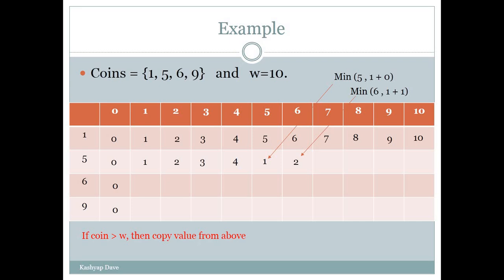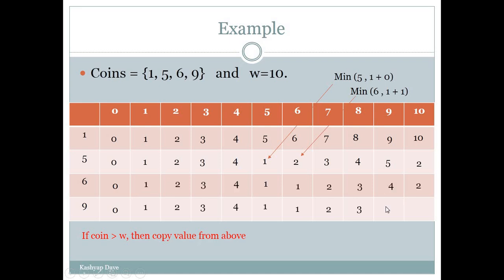In the same way we can calculate for 7, 8, 9, and for 10 we have 10 minimum coins if we do not use this 5 rupee coin. But if we use this 5 rupee coin, then 10 minus 5 is 5, so 1 plus the value in this row at 5, which is 1. So 1 plus 1 is 2, so we need a minimum of 2 coins of 5 rupees to make amount 10. In the same way we can calculate all the values.